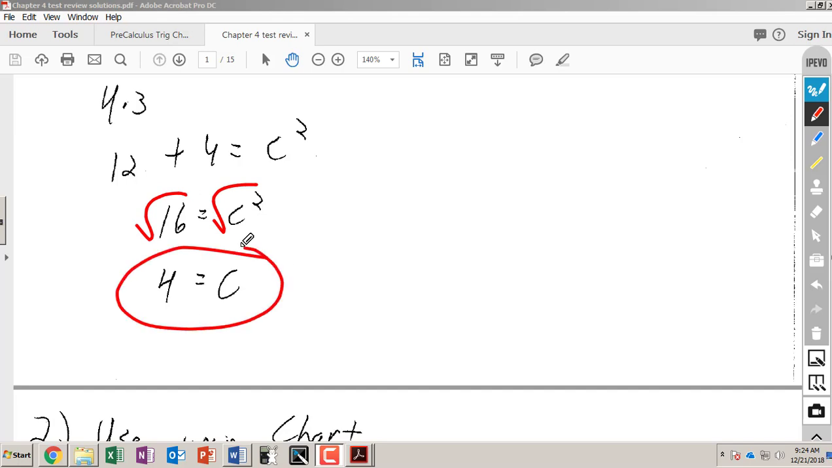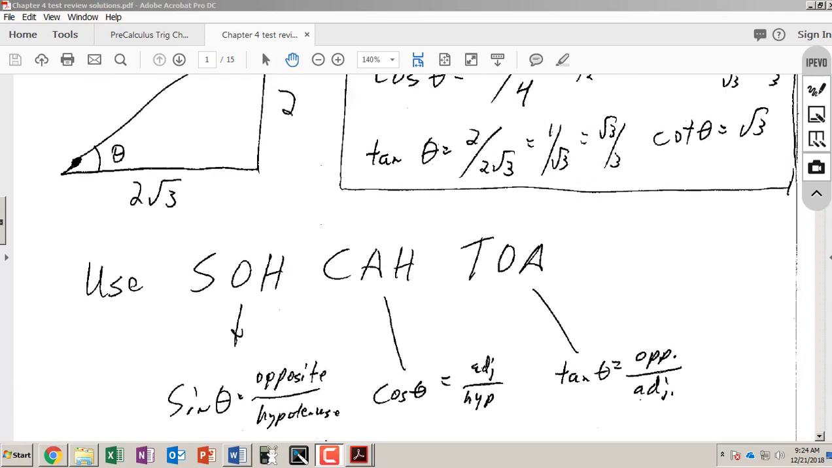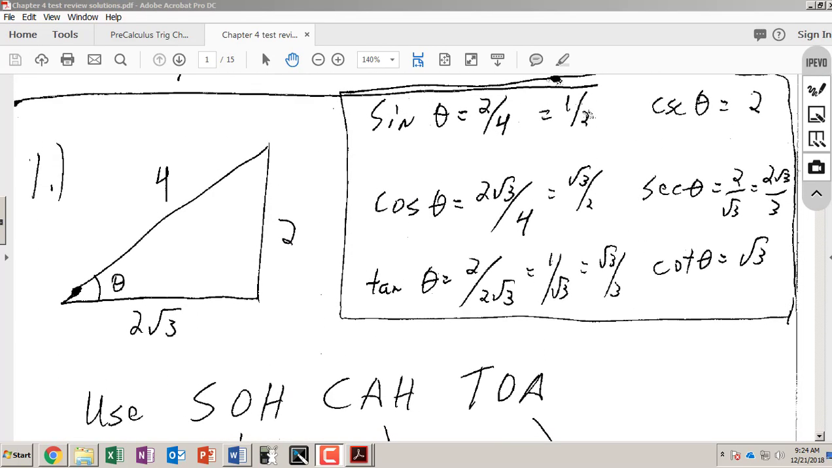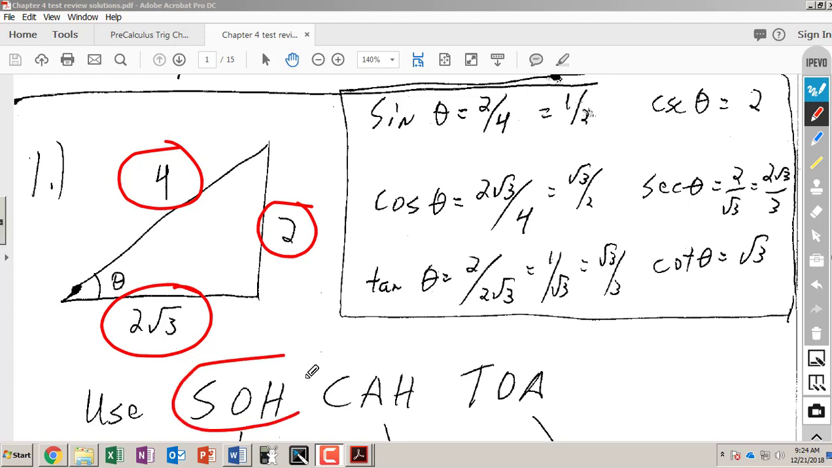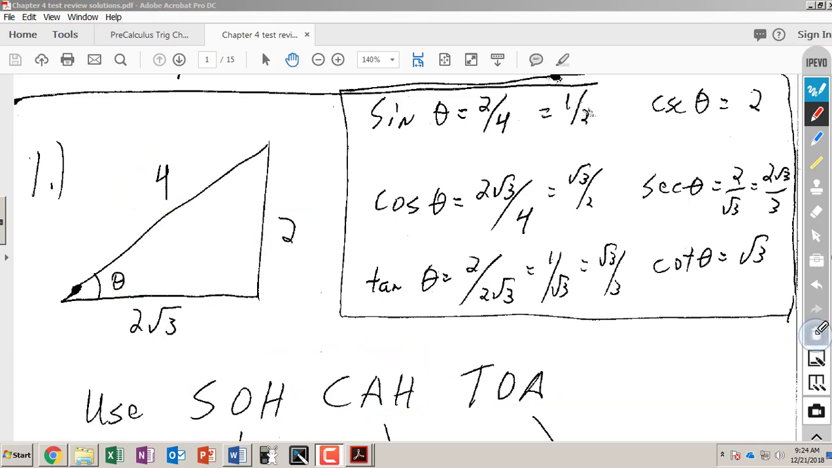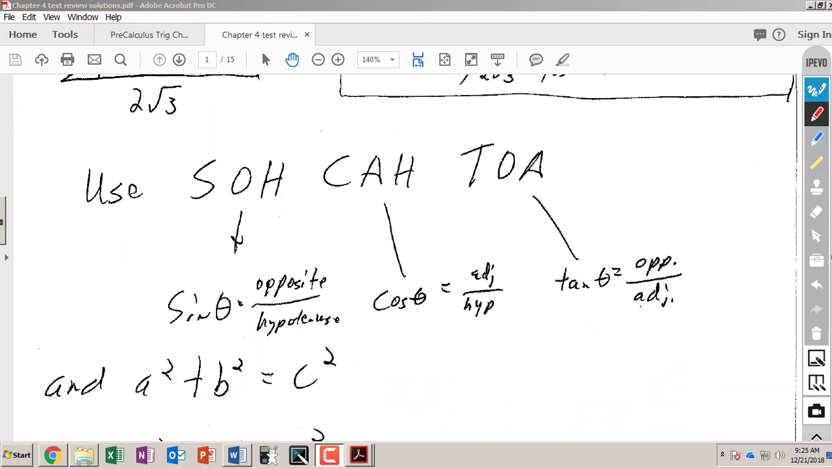So now that I know that c is equal to 4, you'll notice when I scroll up here, I went ahead and filled in my triangle with that 4. So here is my triangle right here. So there's my side 2 square root of 3, here's 2, and here is 4. So now to actually find the 6 trigonometric functions, I'm going to use that same SOHCAHTOA.